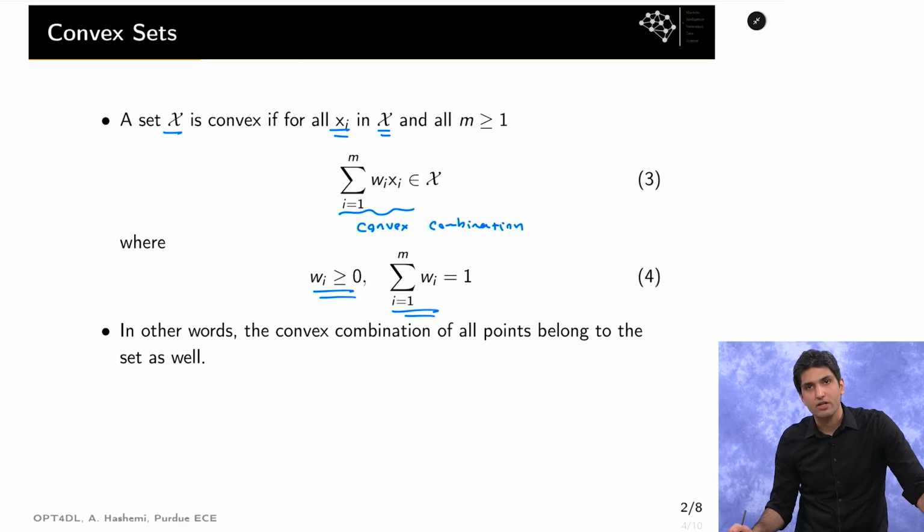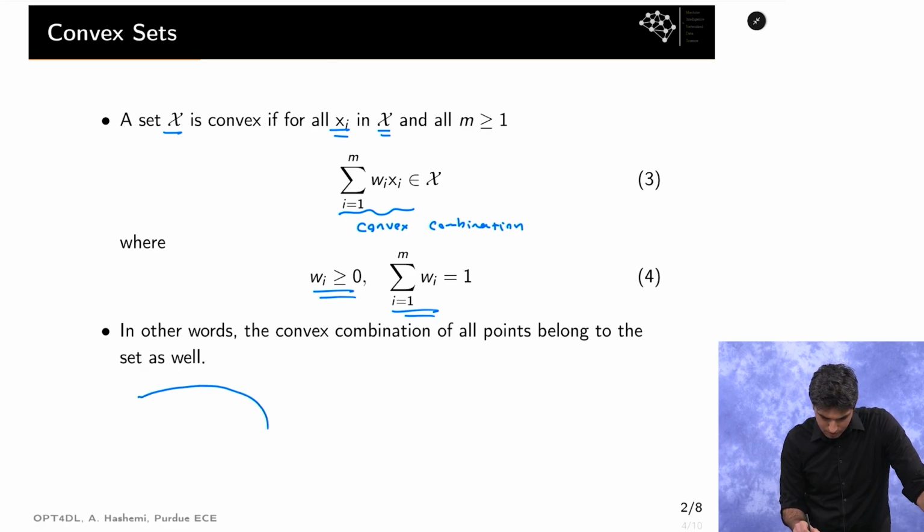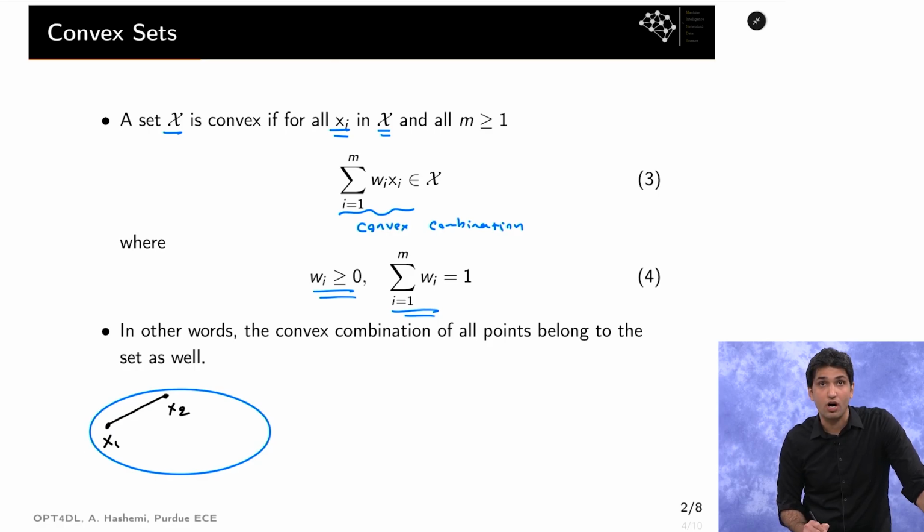So a set is convex if and only if an arbitrary convex combination of the points that belong to the set also belongs to that set. Let me try to illustrate this with simple examples. For instance, let's consider a set like this. Any 2 points that you give me, x1, x2, for instance, the midpoint or the line segment between the 2 points always resides inside the set. So this is an example of a convex set.